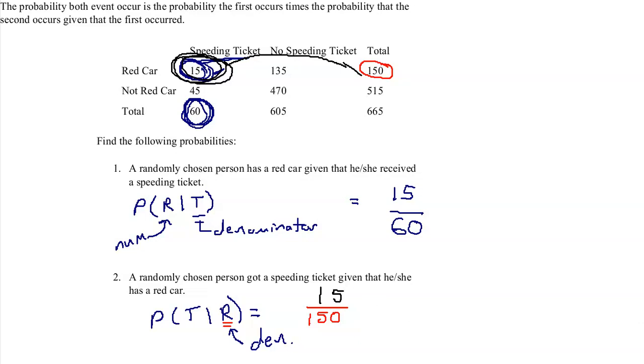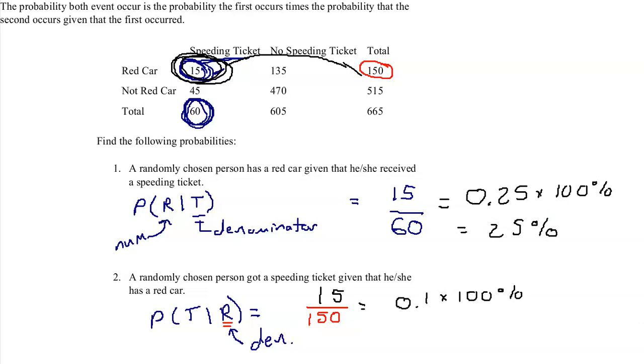Although what we could do that might make things helpful is we could turn these into percentages. So 15 out of 60. You divide that, you get 0.25. Put that in your calculator. And we could turn that into a percent. 25% of people with tickets had red cars. Of those with red cars, 10% of people with red cars got tickets. 25% of people who got tickets had red cars.